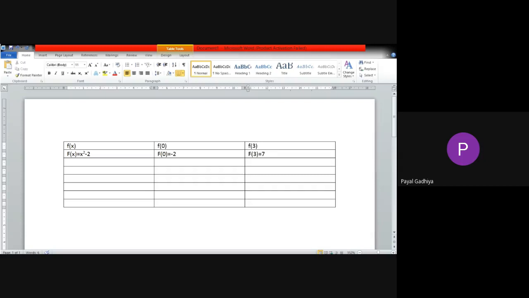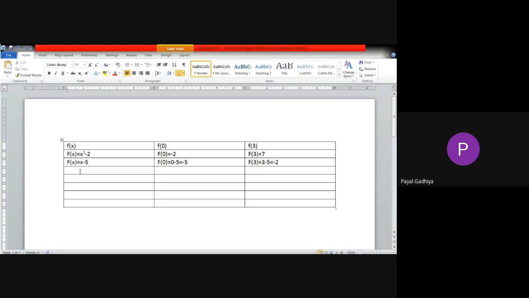Yes, Vruti, give the example. Yes, ma'am. F of x is equal to x minus 5. Just a minute. F of x equals the function x minus 5. Yes, very good. Then what will f of 0 be? F of 0 is equal to 0 minus 5, which is equal to minus 5. Yes, correct. And f of 3 equals 3 minus 5, which is equal to minus 2. Minus 2. Very good. So thank you, Vruti.